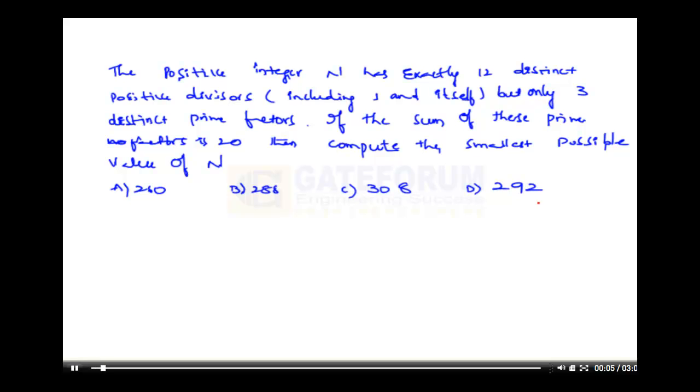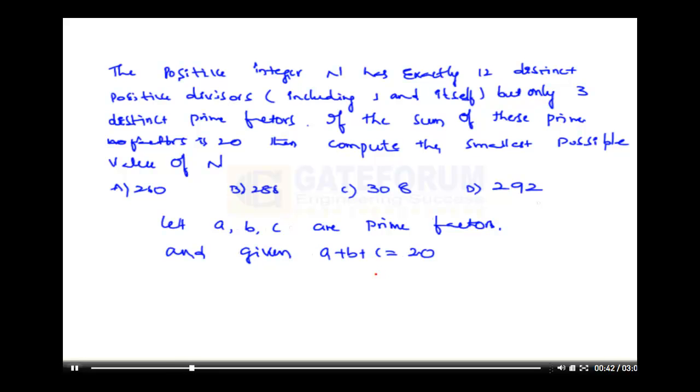A positive integer n has exactly 12 distinct positive divisors, but only 3 distinct prime factors. If the sum of these prime factors is 20, then compute the smallest possible value of n. Here 4 options are given. Let A, B, C be the prime factors. It is given that the sum of these prime factors is 20, so we can write A plus B plus C is equal to 20.